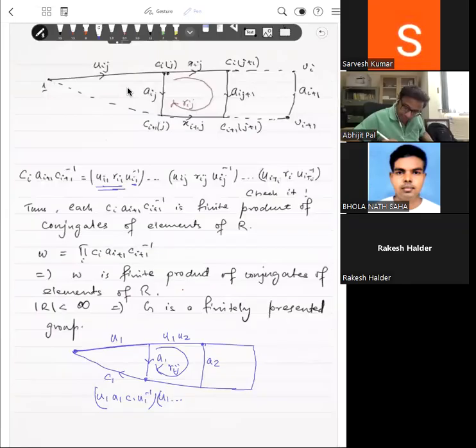Okay. So again, this U1, U2, something like this. Then there's A2, this is my C2, A1 inverse. Again, you have to take this U1, U2 whole inverse, something like this will come. So maybe you can do it explicitly later. You just have to write it down.